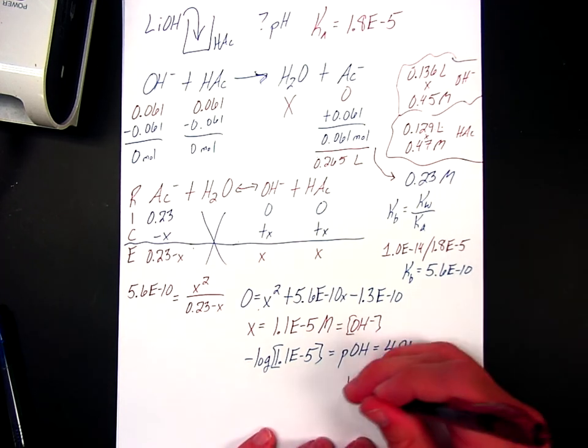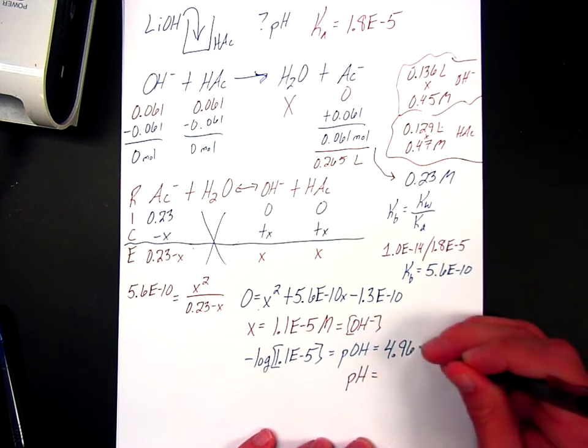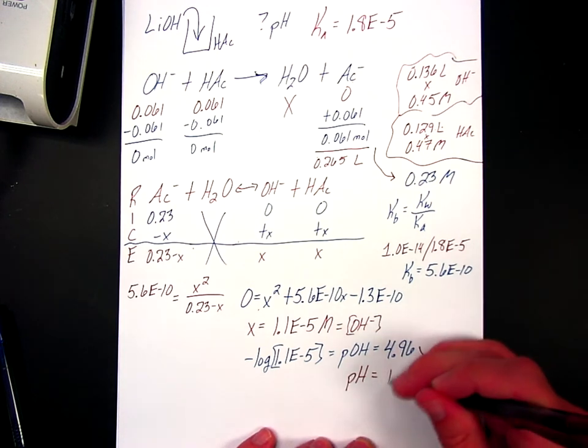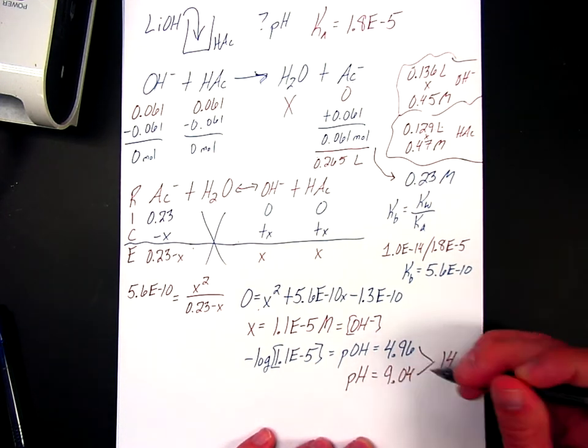All right. To get to my final answer of pH, I know these two values equal 14. Therefore, this must be 9.04.